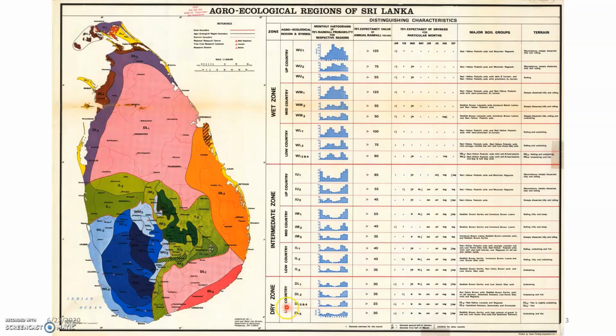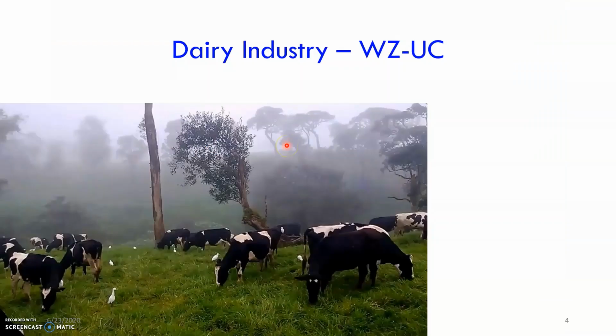So ideally, all 7 of these different zones have, to a certain extent, a unique agriculture and livestock farming system, but we will take an example from the 3 major ones: dry zone, intermediate, and wet zone. One of the major examples in the dairy industry comes from the wet zone up country. If you see a picture like this, obviously you are not going to say this is dry zone. This is somewhere up close to Nuwara Eliya, which is up country and wet zone.